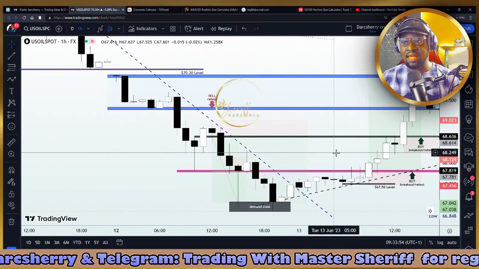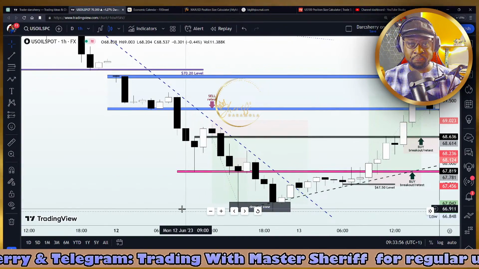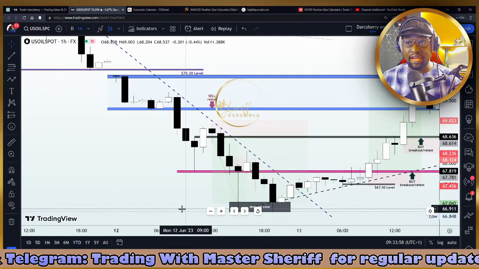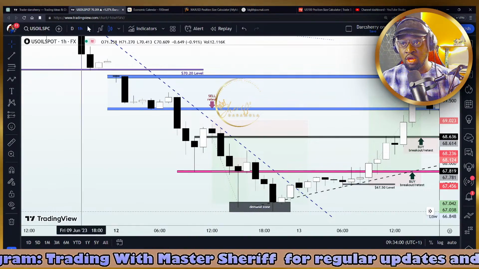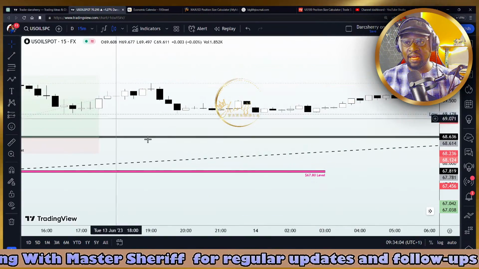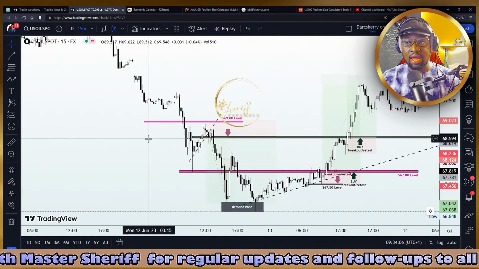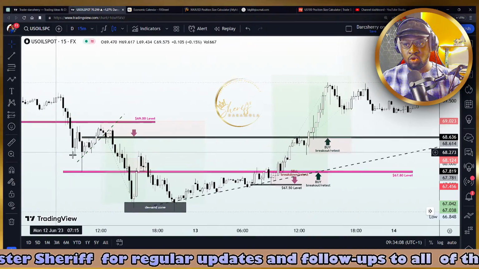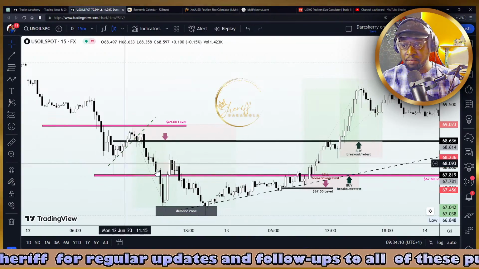And one thing we did here to help us to be precise in our entries was to scale down into the 15 minutes time frame, where we were able to spot a level that we were going to be using to enter that position. So this is what we saw on the 15 minutes time frame on Monday.